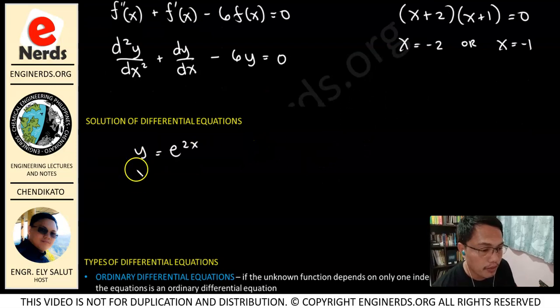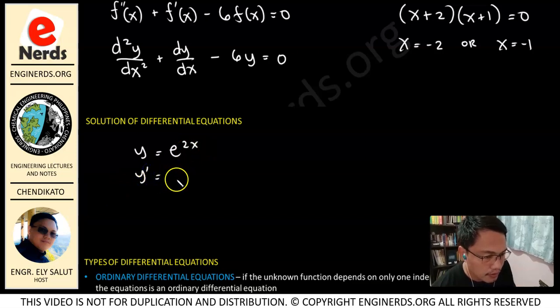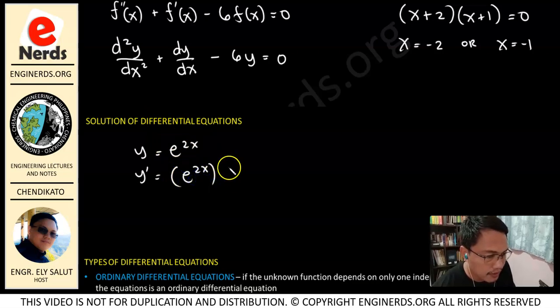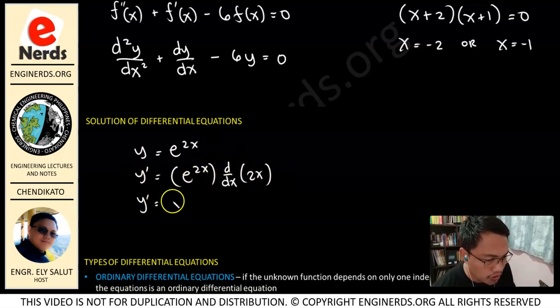So we have y is equal to e to the 2x. Let us take the first derivative. What's the first derivative of e to the 2x? We have e to the 2x, then the derivative d over dx of 2x. Right? So we have y prime is equal to e to the 2x, then the derivative of 2x, which is 2. So I'm going to write that first. So 2e to the 2x. That's our first derivative.